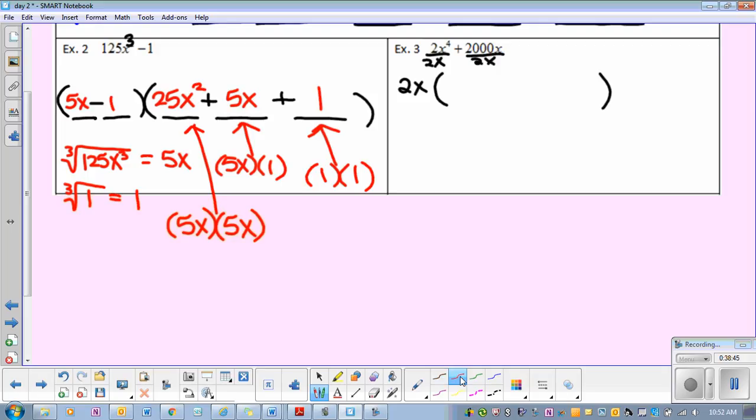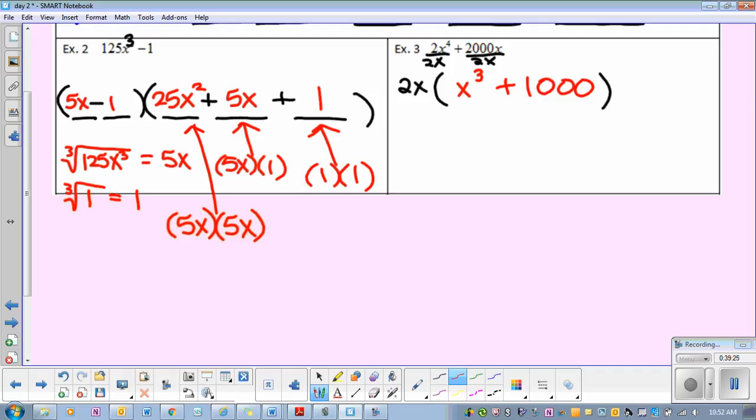What is 2x to the 4th divided by 2x? x. You had 4, and on the bottom you have 1. 3. x cubed. Yup. Ethan, I totally knew what you were saying, I was trying to help you work through it. x cubed. And what is 2,000x divided by 2x? 1,000, because the x's cancel out, right? So plus 1,000.